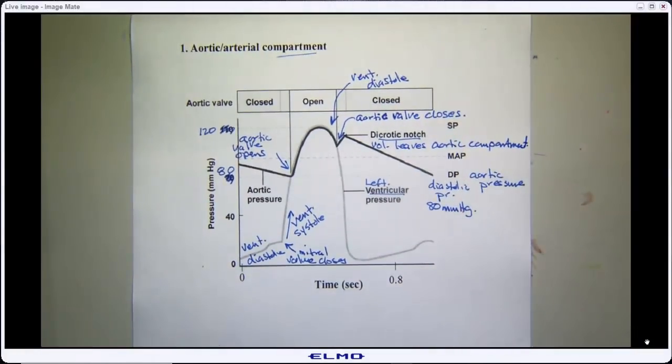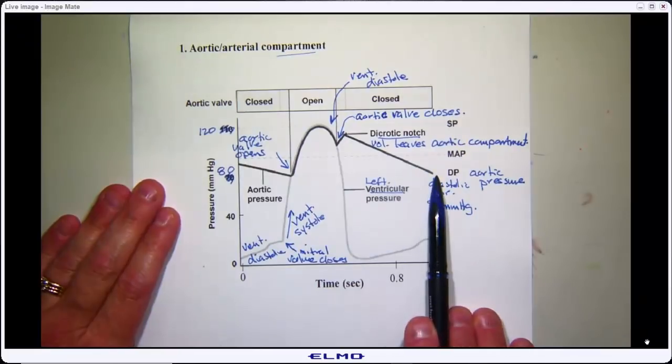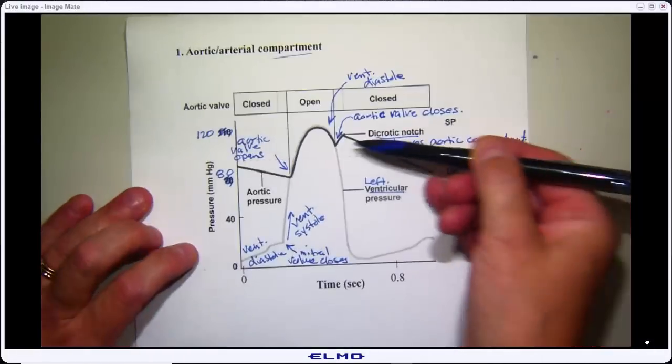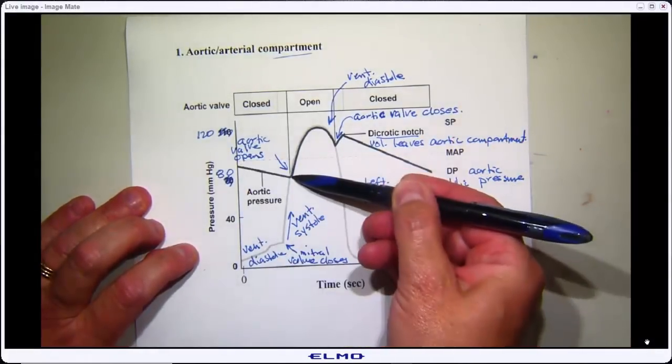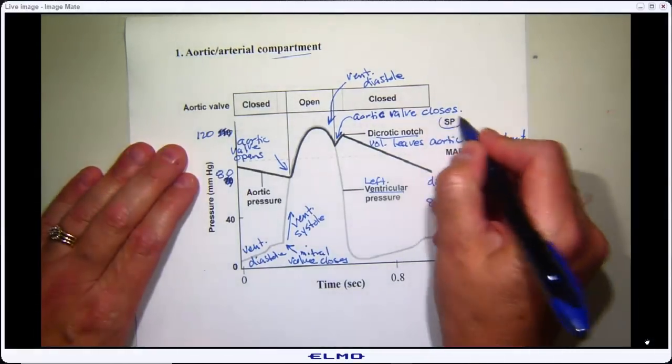Okay, so volume leaves that compartment, so volume is dropping, so pressure is dropping until we get ourselves back down to about a pressure of 80. By that time, the heart is ready to go into systole again, and we do the whole thing over again, okay? So we go from here back to here, fill the compartment up. The highest pressure and the highest volume that the aorta is going to experience is called systolic pressure.